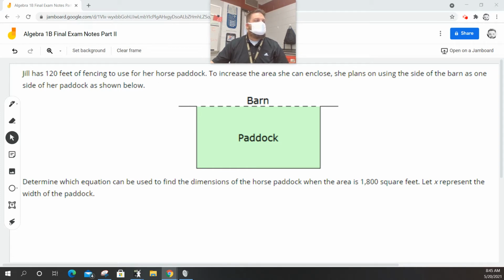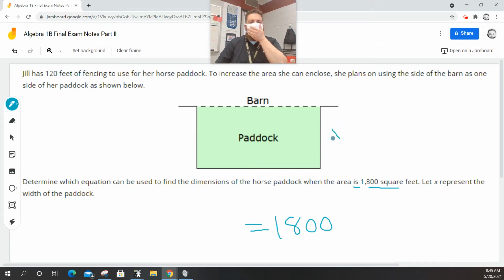Okay, so let's unpack this. 1,800 square feet means that my equation is going to be set equal to 1,800 square feet. And then we're going to let X represent the width. All right. So this is the width.